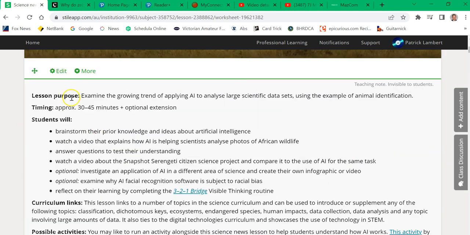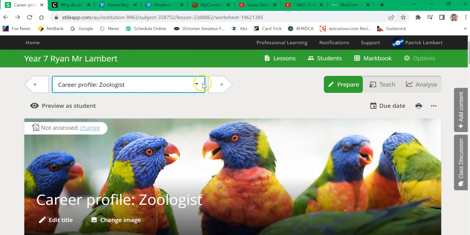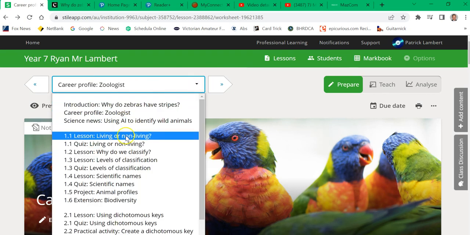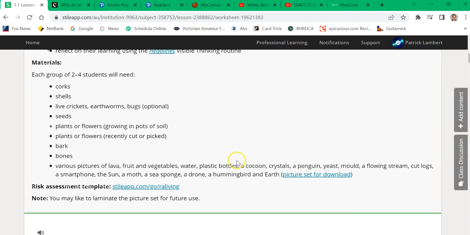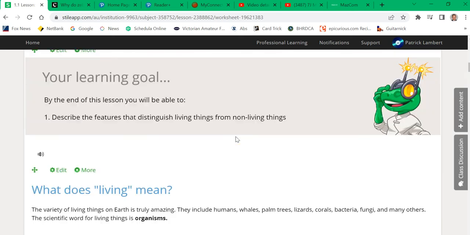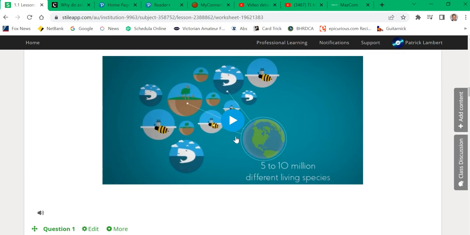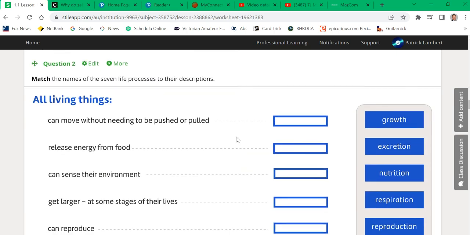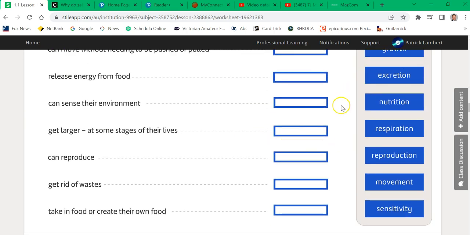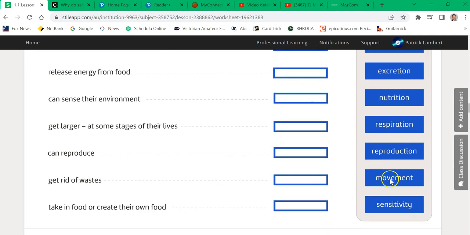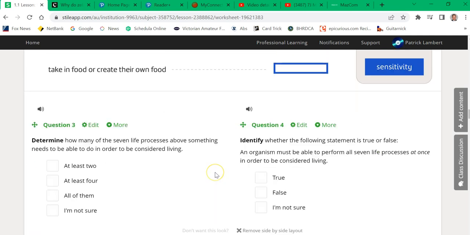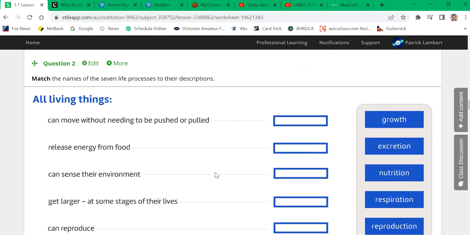So you can work your way through those activities, and you do have some living or non-living here, which we started on last week when we were classifying between living and non-living and plant and animal. And you'll notice here there are some of the characteristics of living things that we went over last week.